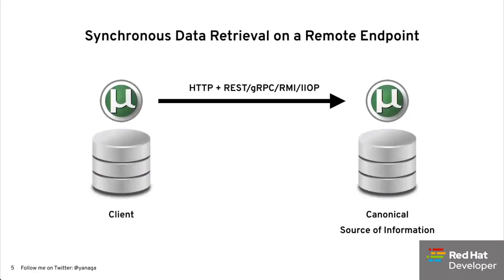So the typical use case when people talk about microservices is that I want to consume distributed data. So I have a remote microservice or a remote monolith, and I have a new artifact, which could be another microservice, and I want to consume the data that is available on the other endpoint. The typical use case that most people present is that we are going to consume the remote data in a synchronous way. So we have a synchronous data retrieval on a remote endpoint, and typically people are using synchronous technologies like HTTP REST or gRPC, or if you're very old school, you could be using RMI or IIOP. And this is a bad approach.